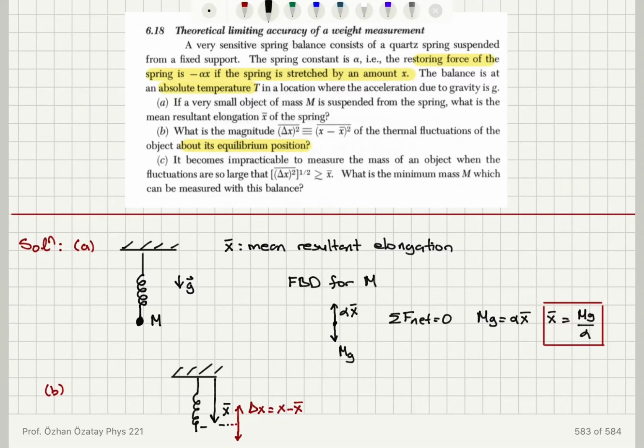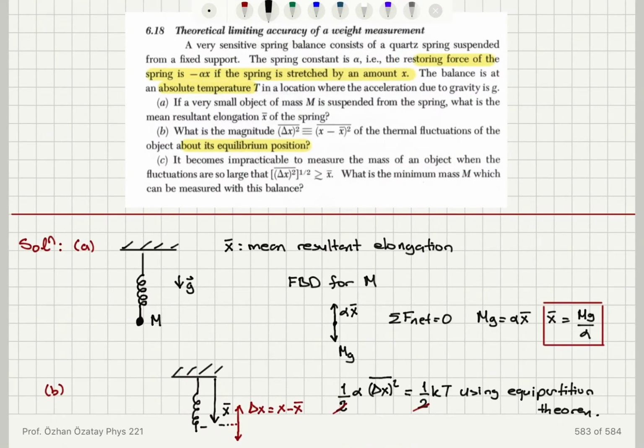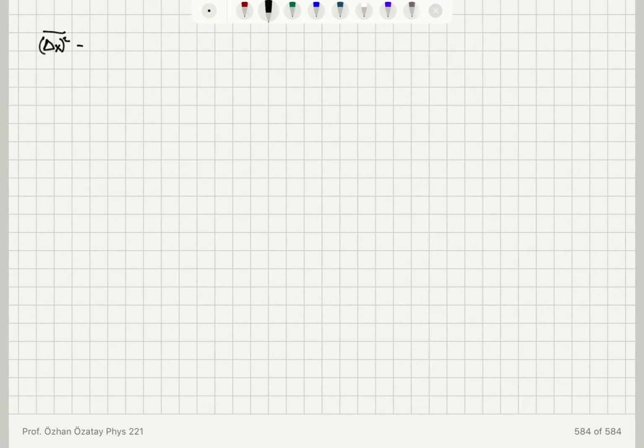And for that case, we can write the potential energy of the spring to be 1 over 2 alpha delta x square. And the average value of this should be equal to 1 over 2 kT using the equipartition theorem. So these 2's will cancel, and we will find that delta x square bar will be equal to kT over alpha.